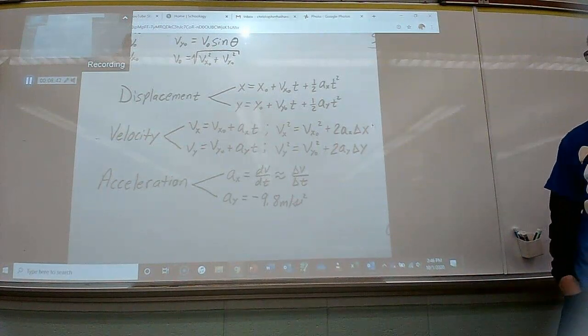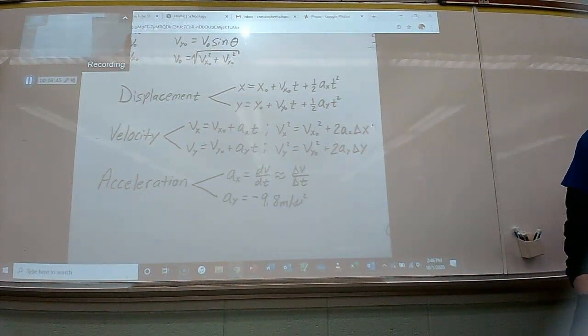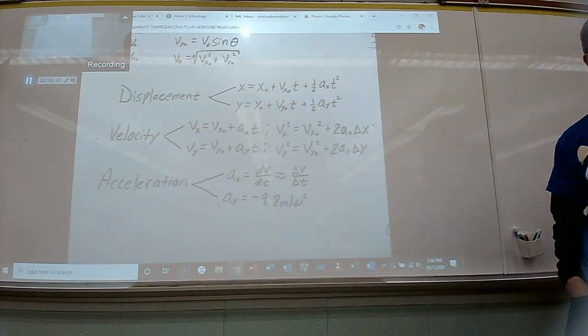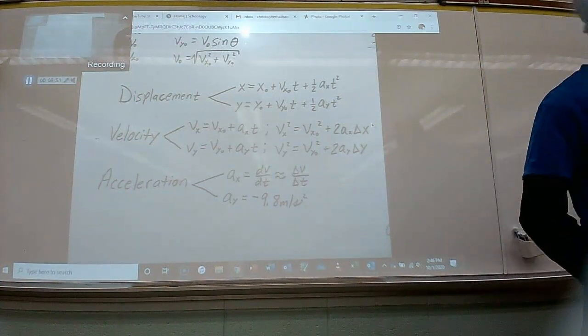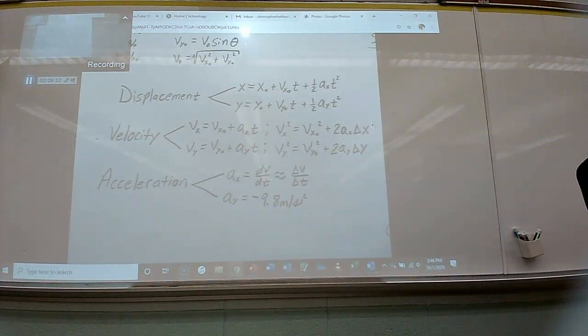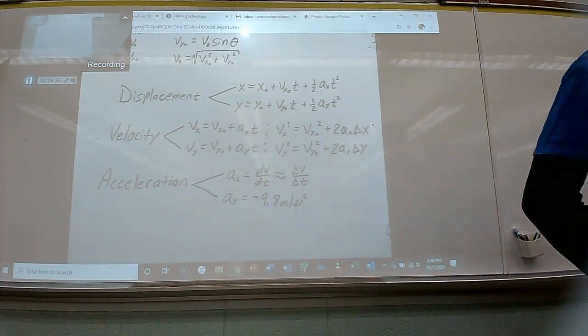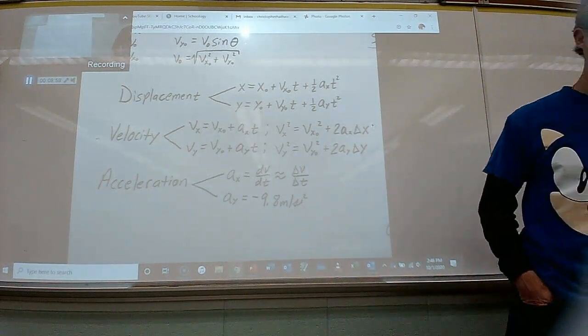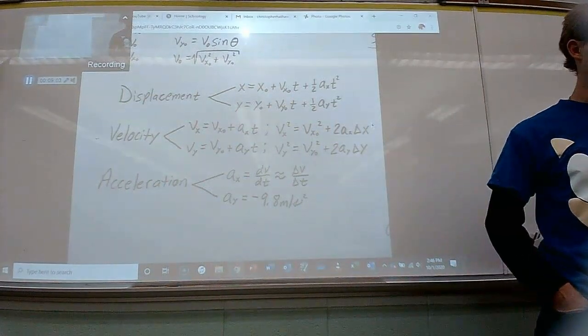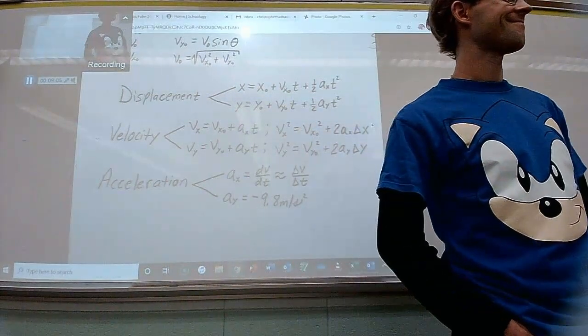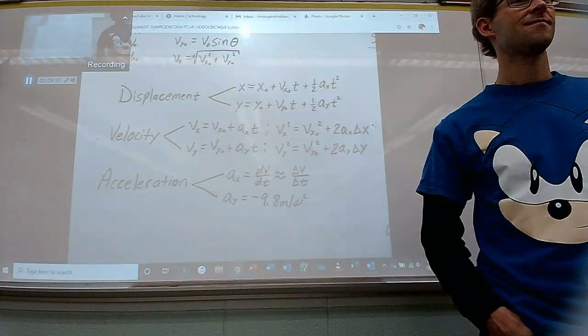Are we copying that whiteboard? Yep. Wait, why do we have subscripts? Just so that you can tell that it's a vertical thing that you're looking at. Oh, that's right. So that A, if you're on Earth, will be negative 9.8. When you're not, then it's different. But it's always constant. Yes.